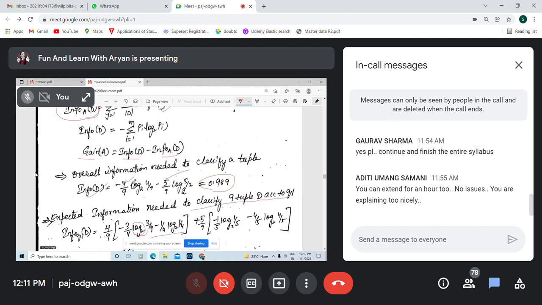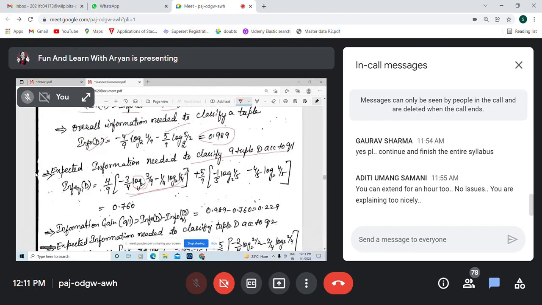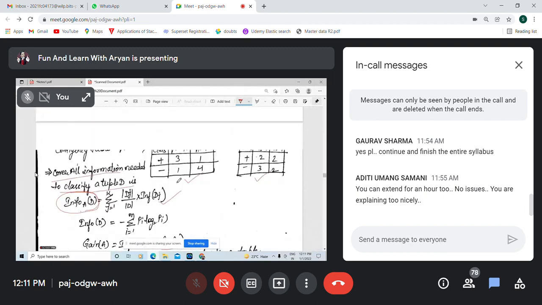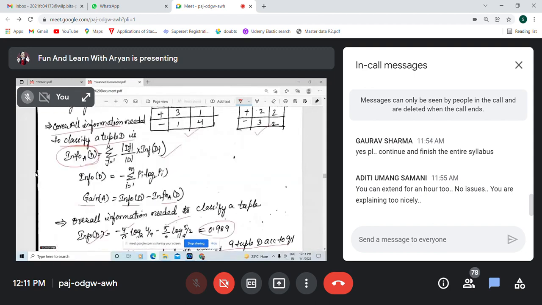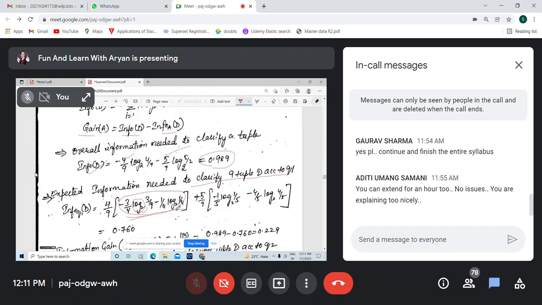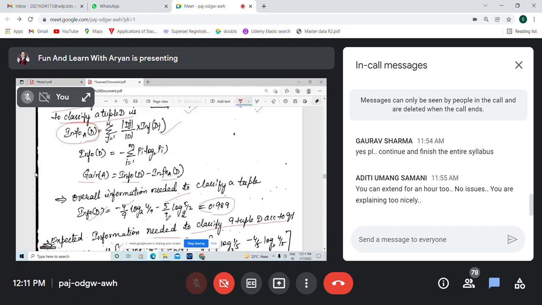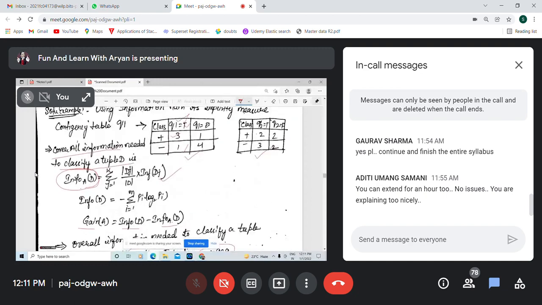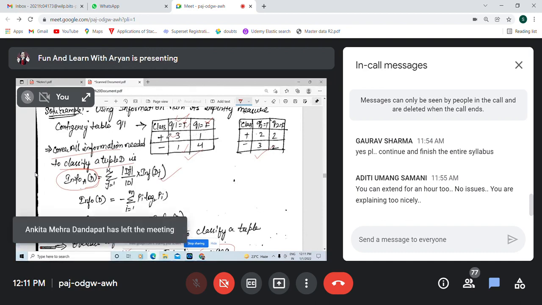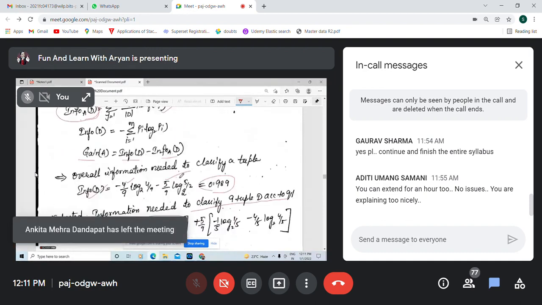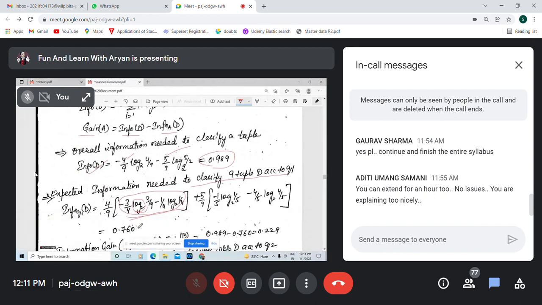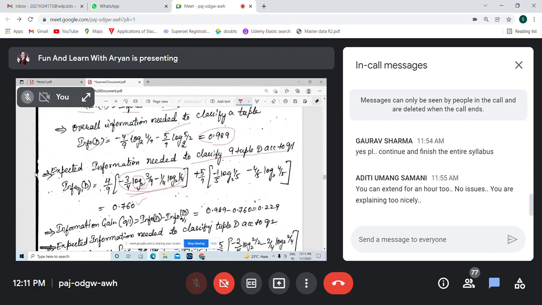4. 4 by 9 into entropy of Q1 with type T. How do you calculate? Minus 3 by total 4. Probability of class positive is 3, so 3 by 4 log, and then probability of negative 1 by 4, and then log. Similarly for type F. So you are partitioning your Q1 with type T and type F. So how much information you are gaining, that's what we are trying to calculate. Okay, so this is the information you got after splitting based on Q1.